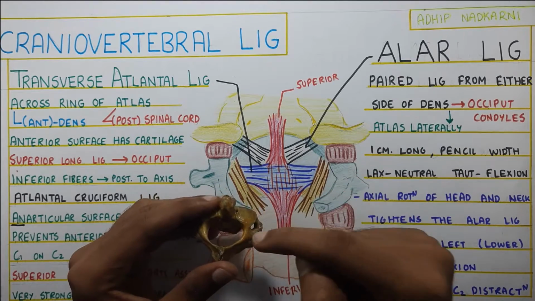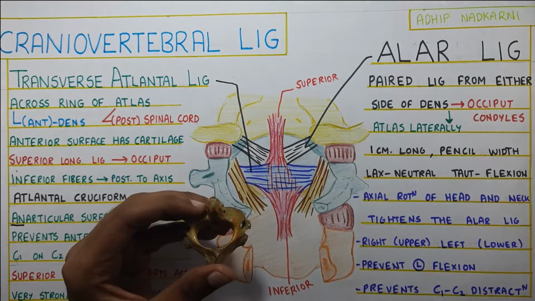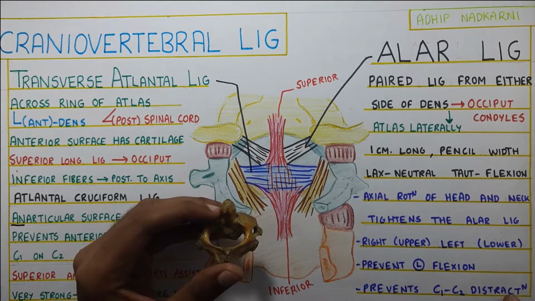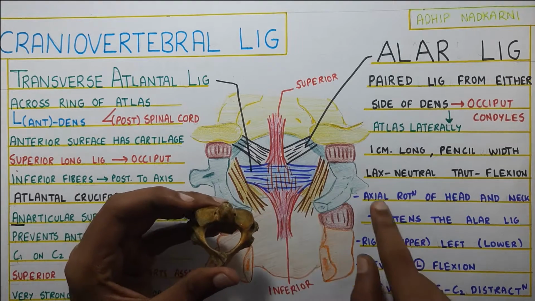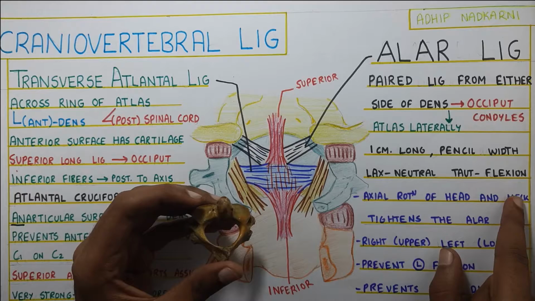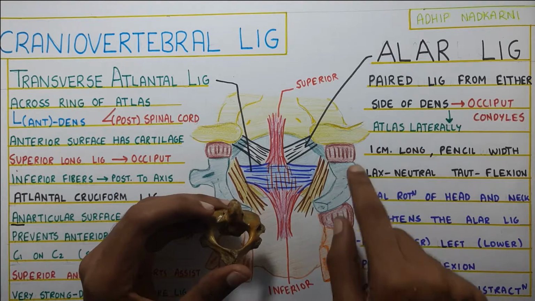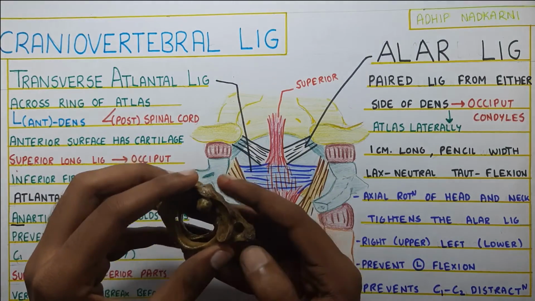So it is attaching your axis to the atlas. So if you know that it is attaching your atlas to the axis, what will it prevent? It will prevent C1 C2 distraction, correct? And also because it is attached to the dens, during axial rotation of the head and the neck, it will tighten the alar ligaments, and also it will be lax in neutral position. In neutral position, when there is no movement, it will be lax.